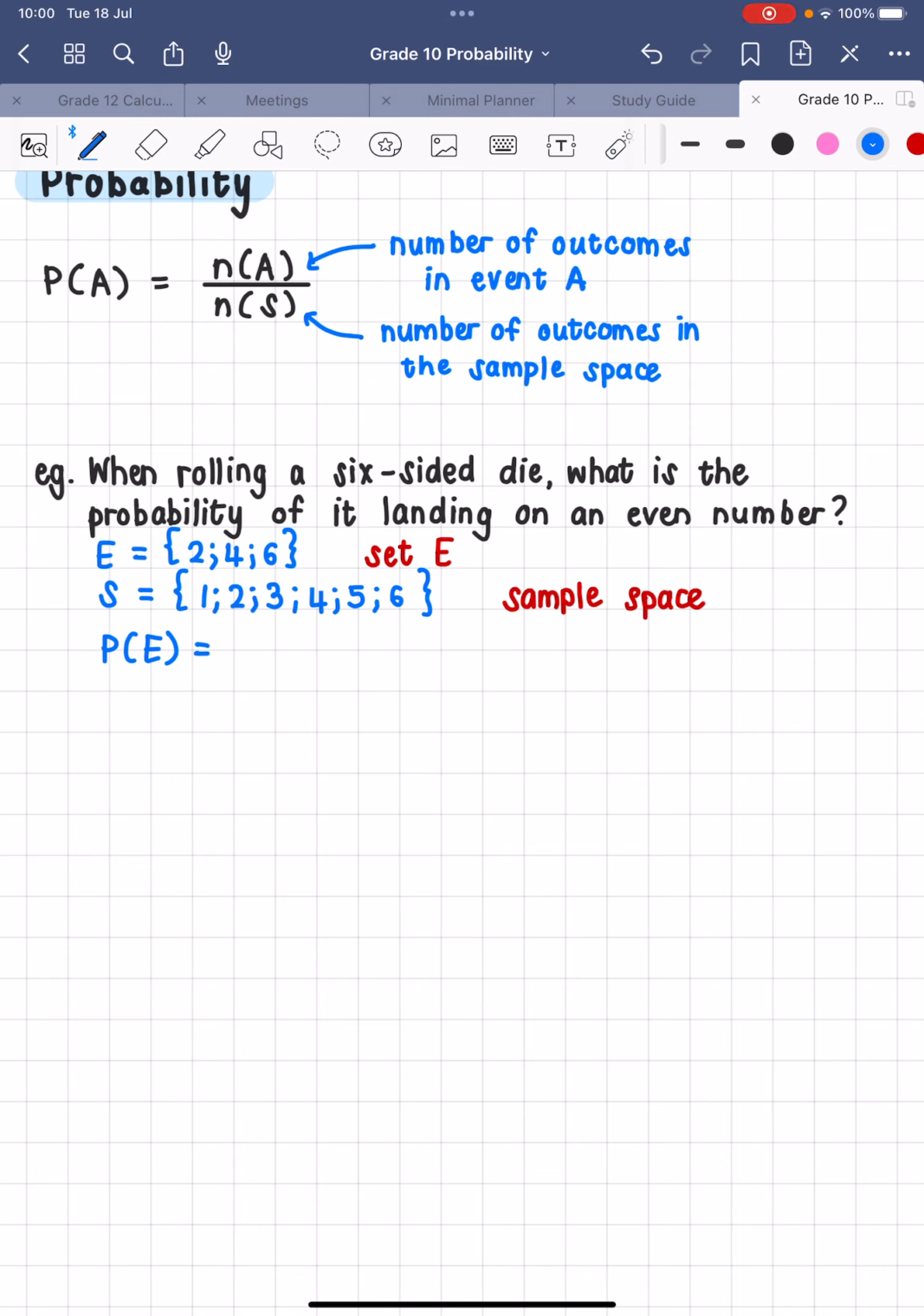Now, how many numbers are in set E? How many even numbers are there? 3. Over, how many numbers are there in the sample space? How many numbers are there altogether? 6.